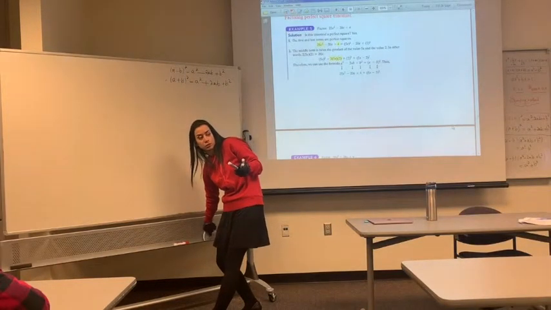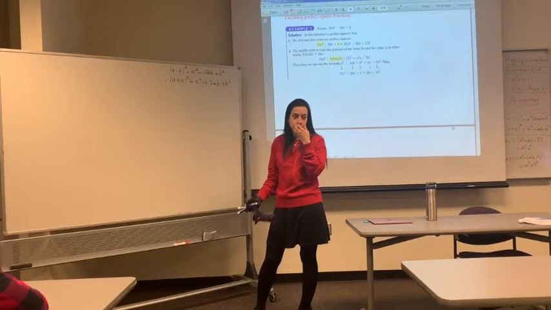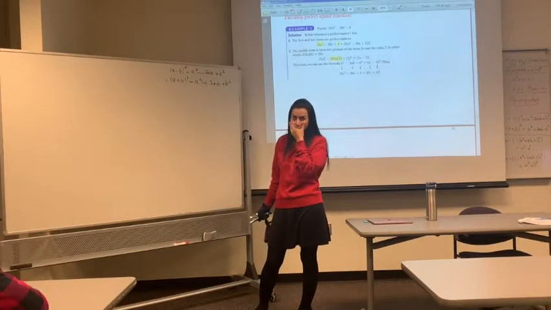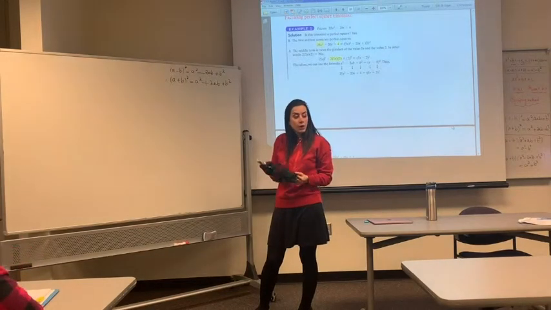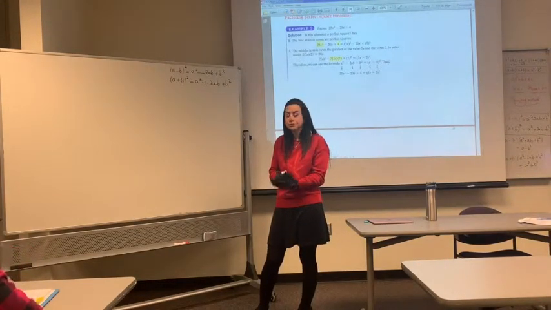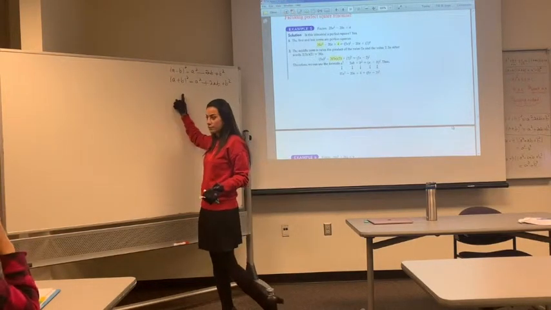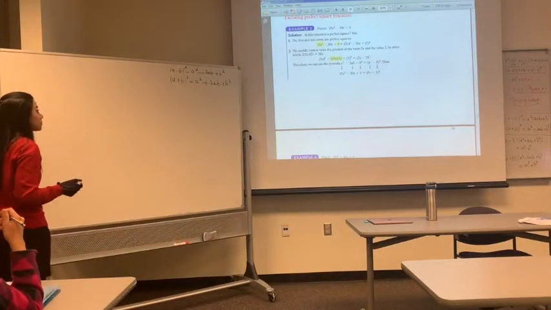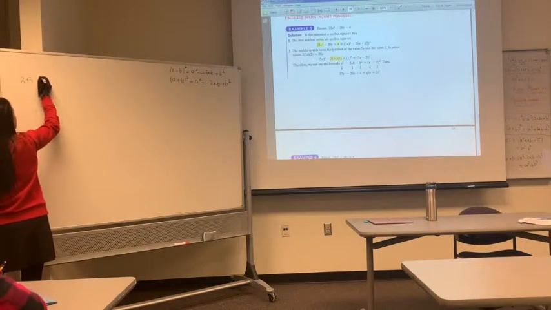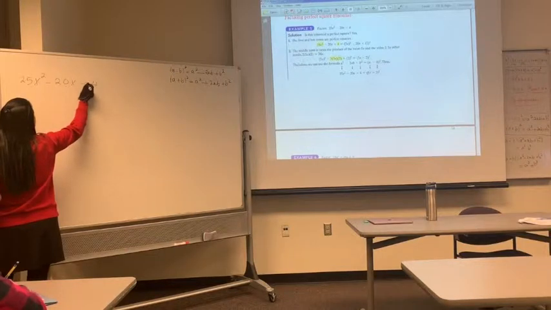Do you have it? You should have that one. So we have this one. It says we have 25x squared minus 20x plus 4.